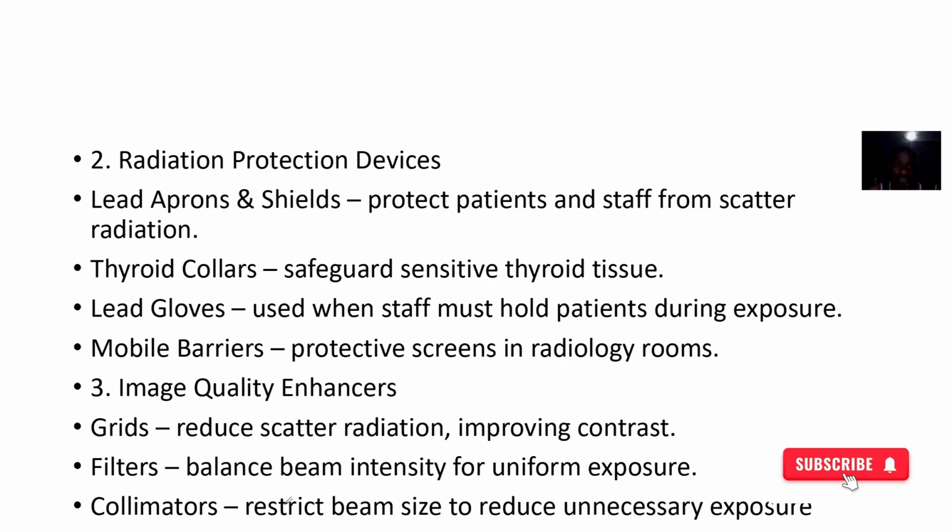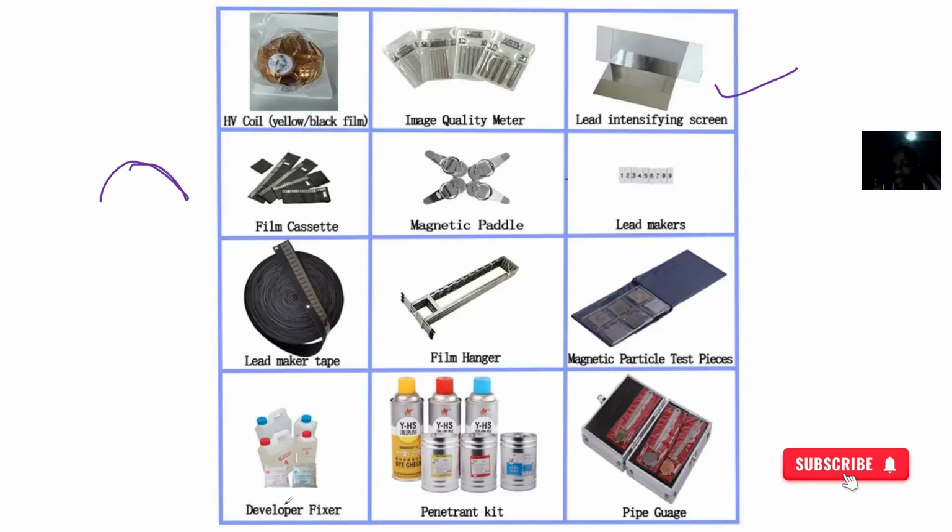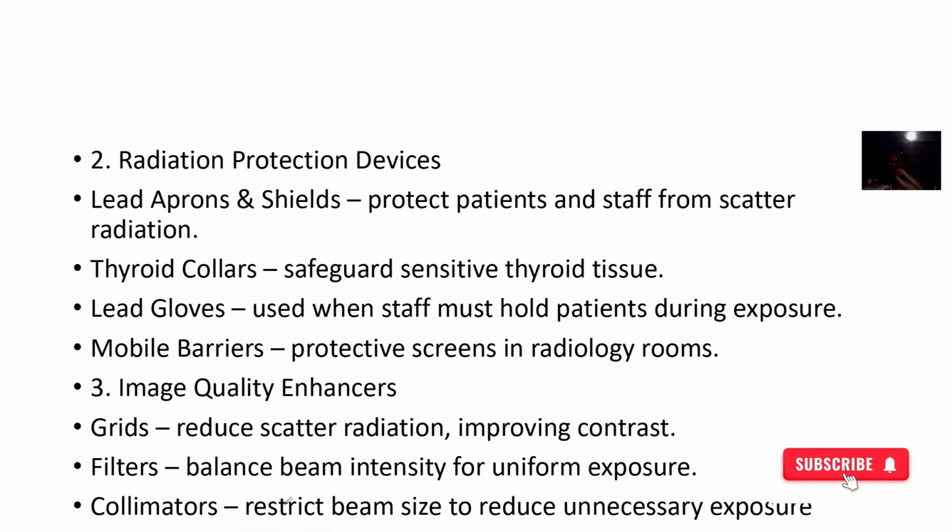Okay, so radiation protection devices, these are the things that you use to reduce the amount of radiation energy that is getting to the patient. You are using them for patient-centered care. In as much as you want to get the best imaging to aid you in diagnosis, you are also making sure that the patient is not suffering from too much radiation. So we have all those lead aprons and shields, thyroid collars, lead gloves, mobile barriers.